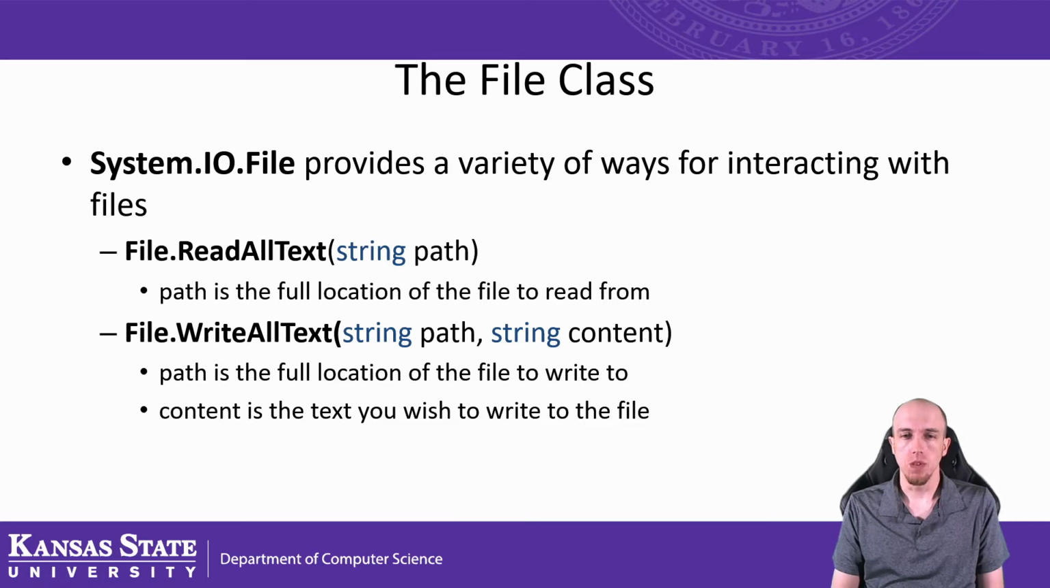The two methods we will utilize from it are the read all text and write all text methods, as seen here. Both take the full path of the file you are reading or writing, which includes the file name. The write method takes an additional string parameter that's the content that you want to write to the file. Unlike some other methods of opening files in C#, read all opens and closes the file, so you don't have to do that manually. The write all method works in a very similar way, but will also overwrite the contents of the given file if it already exists.